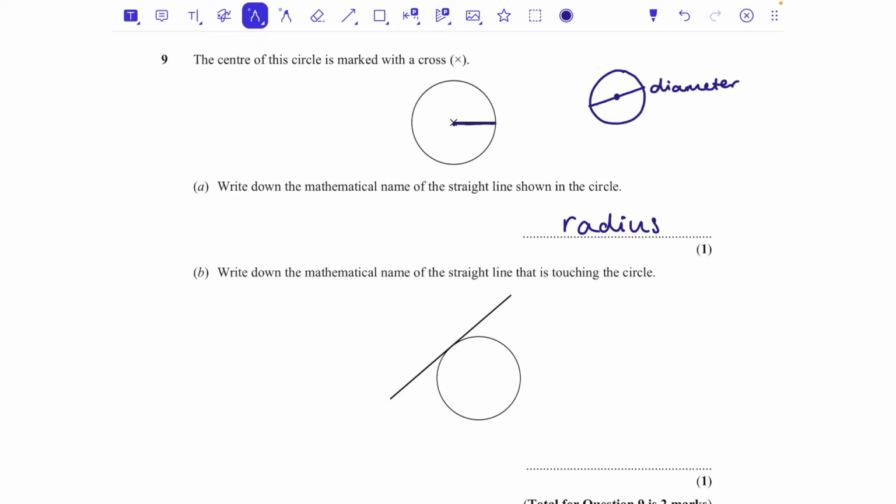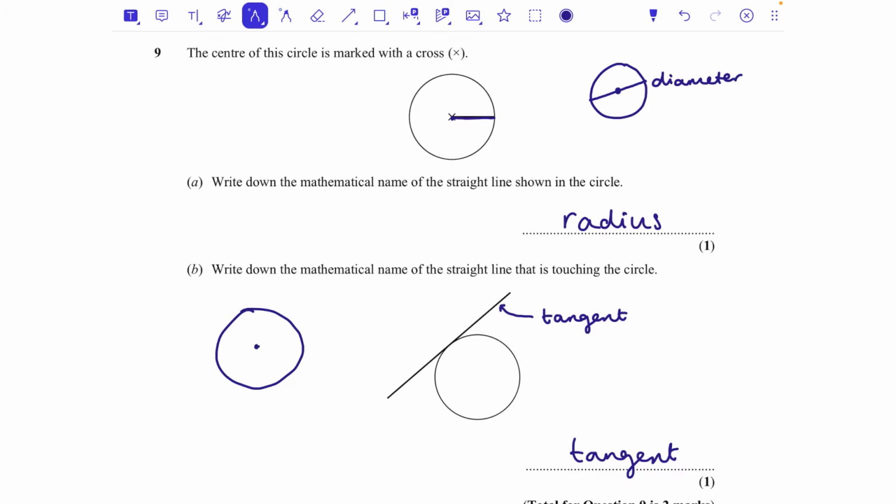Part B, write down the mathematical name of the straight line that is touching the circle. So this is another one that you just need to know the name of it. If we have a line that just skims the edge of the circle, that is called a tangent. And there are a few more circle parts that you should probably know. So if you had a pizza slice shape like this, that is called a sector.